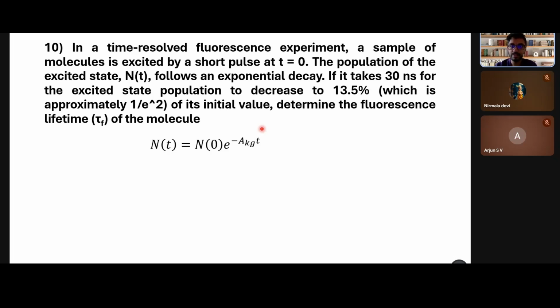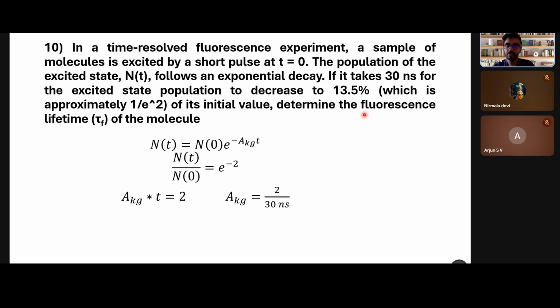And we know from the question how much is N_t with respect to N naught after a certain time point. So we know that N_t by N naught is equal to e to the power minus 2, because I have mentioned here that it is 13.5%, which is approximately 1 by e squared. So N_t by N naught is e to the power minus 2. So you plug in those values and then you plug in the time t of 30 nanoseconds.